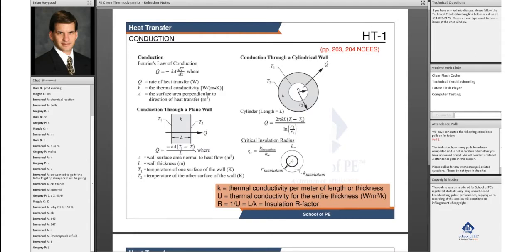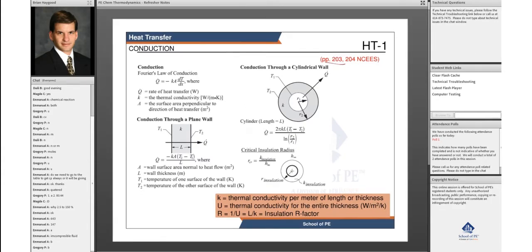Let's take a look at what's in the book for heat transfer. Heat transfer starts on about page 203 and 204. Only 2 pages worth of stuff about it. I don't care if you recognize it as Fourier's law or not, but the rate of heat transfer depends on a factor called the thermal conductivity.